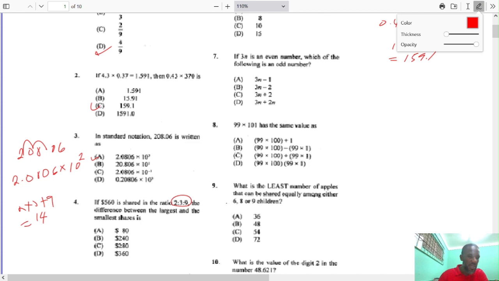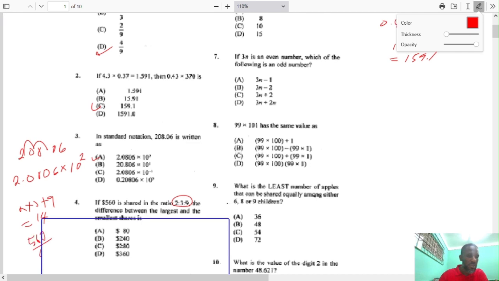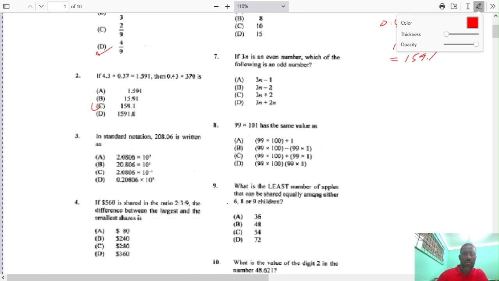If 5/60 is divided into 14 parts, it means 5/60 divided by 14 is equal to 40. So what it means is that one part is equal to $40.